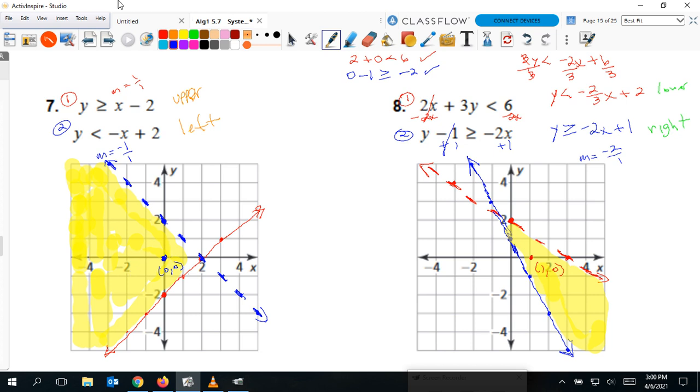All right, well, in the next section, we're actually going to be doing this in reverse. It's going to give us the graph, and we're going to have to write out the inequalities. So let's take a look at that section, and then we'll be done.